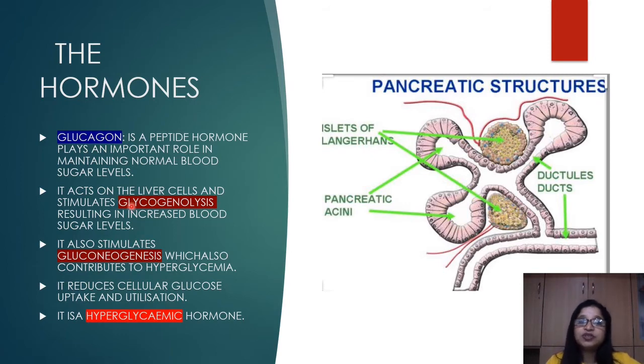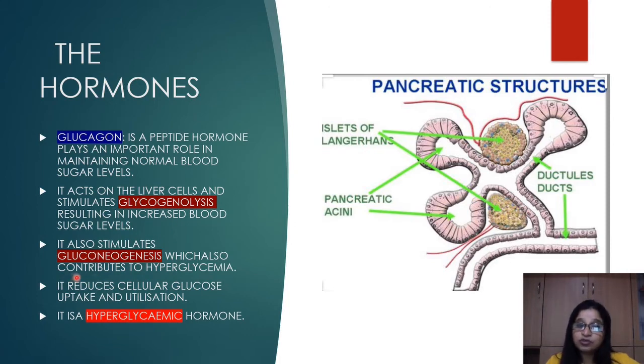Whenever the blood sugar level falls below the required amount, it will immediately act on the hepatocytes and cause the hepatocytes to break down the glycogen. So there is glycogenolysis, splitting of glycogen, and it is converted into glucose and released into the blood. That is one way the level of blood glucose can be increased.